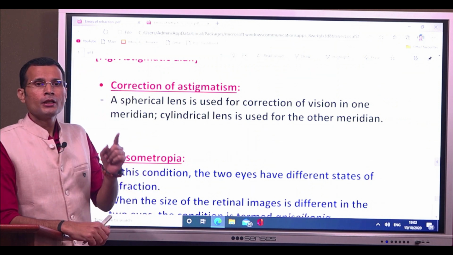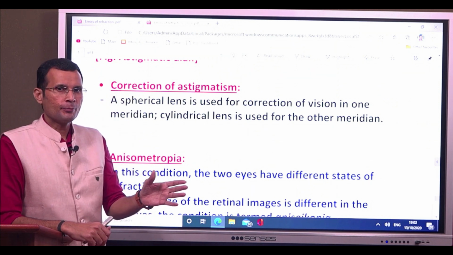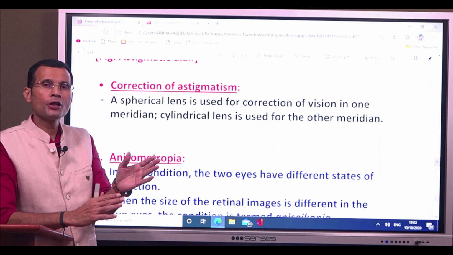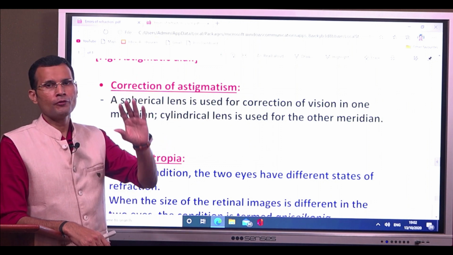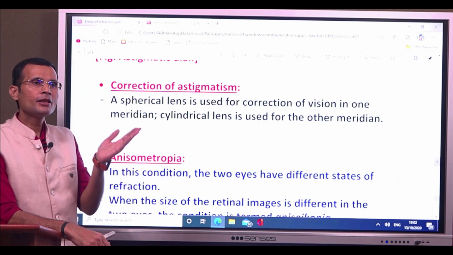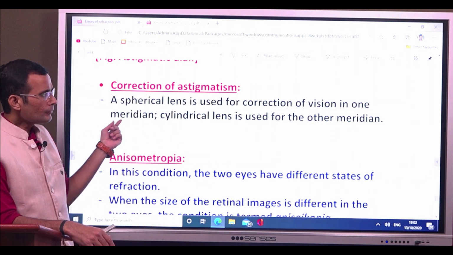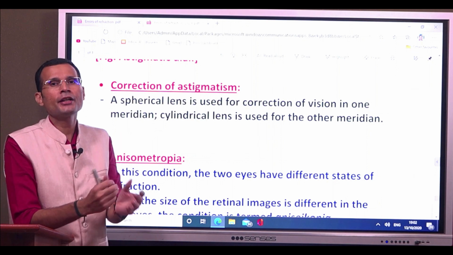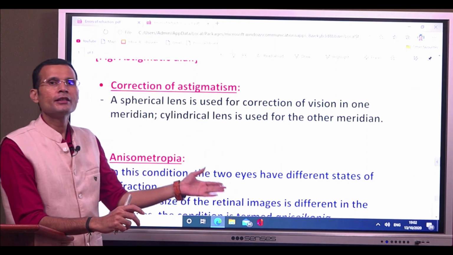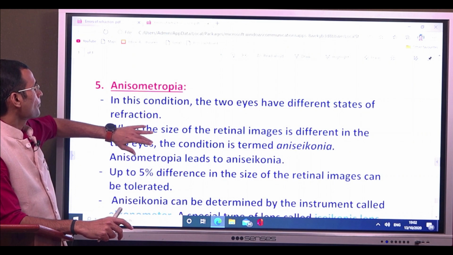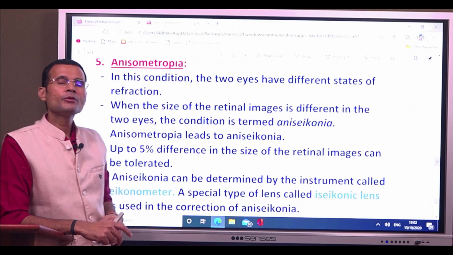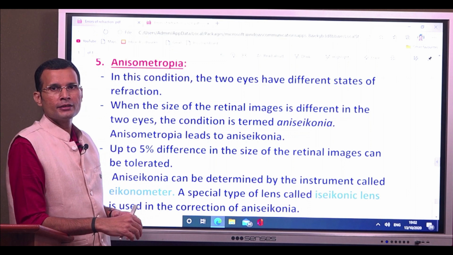So, how do you correct astigmatism? There are two meridians which we are going to correct. In one meridian, you will use the spherical lens of the appropriate power, and in the remaining meridian, the cylindrical lens will be used. So, spherical lens and cylindrical lens are used for astigmatism correction. Now, finally, we will just add a few more points in this particular discussion.